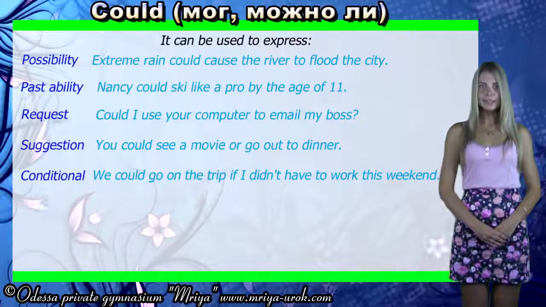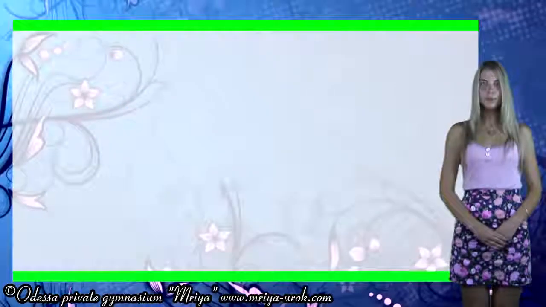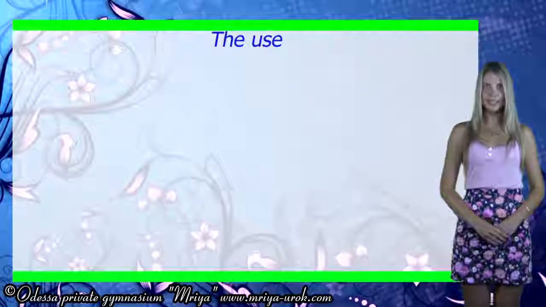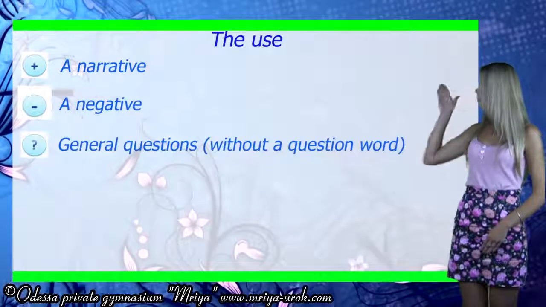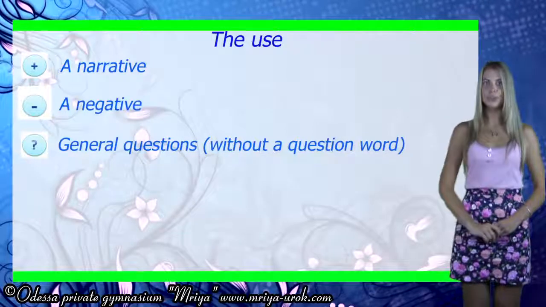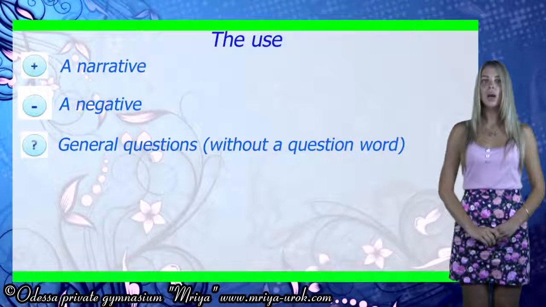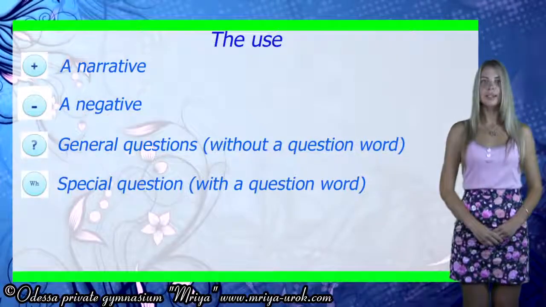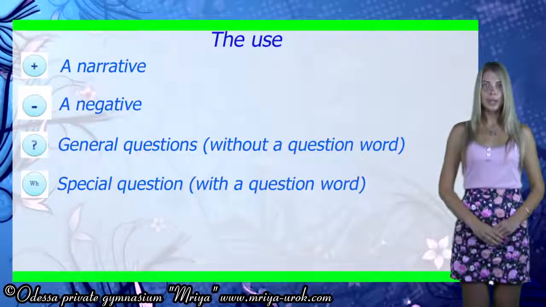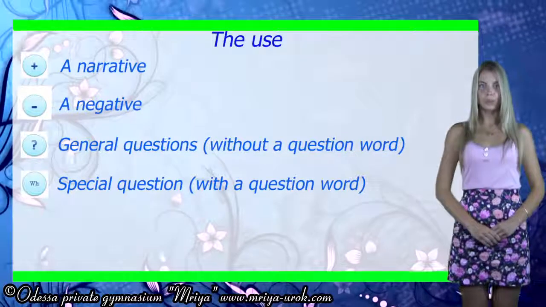As to the sentences, we can use our modal verb could in 4 types of sentences. In narrative, in negative, in general question. I remind you that general question is a question without a question word. And in a special question. Special question, this is a question with a question word.